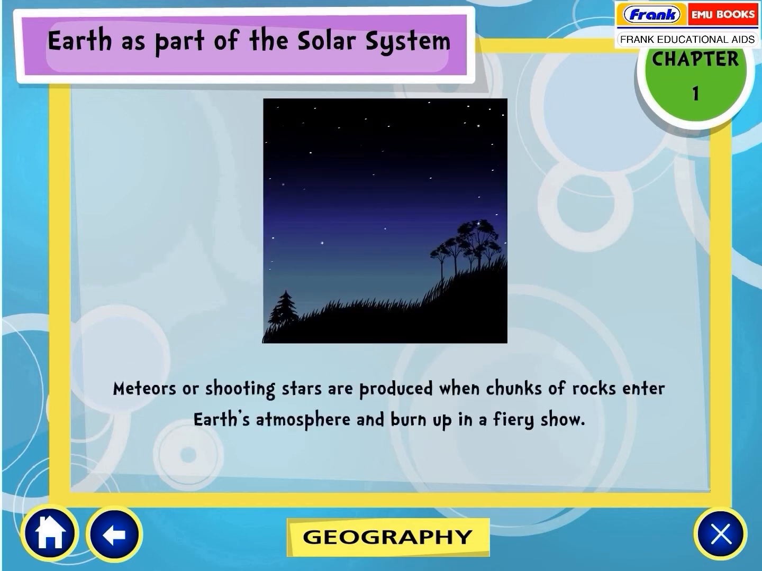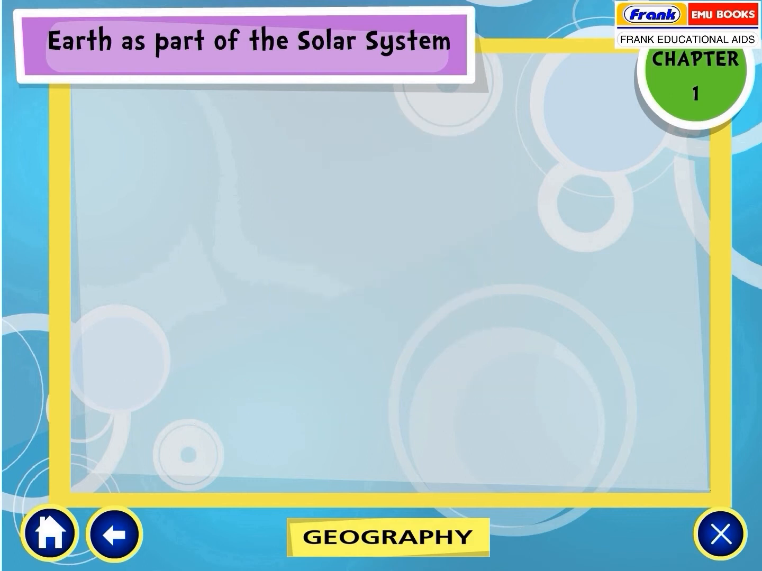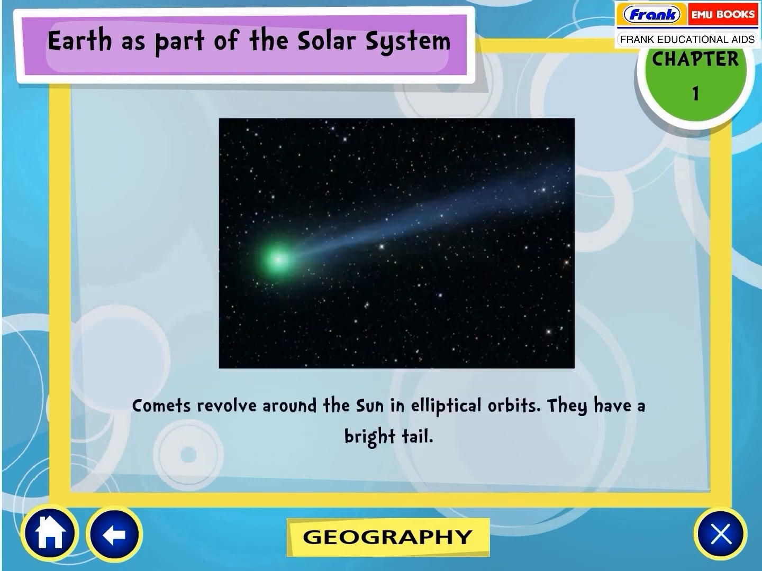Meteors or shooting stars are produced when chunks of rocks enter Earth's atmosphere and burn up in a fiery show. Comets revolve around the Sun in elliptical orbits. They have a bright tail.